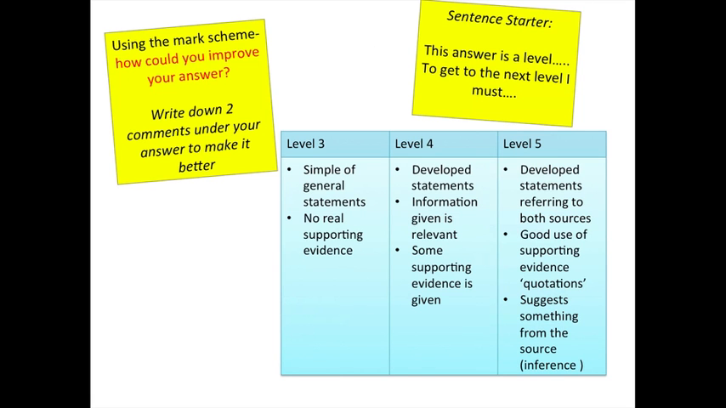So, as you did with question 1, using this mark scheme, how could you improve your answer? You need to write down 2 comments under your answer to make it better. If you need help, there are again the sentence starters in the top right hand corner to help you write your sentences. So think, if you have been given a level 3, how could you get to a level 4? If you have been given a level 4, how could you get to a level 5?